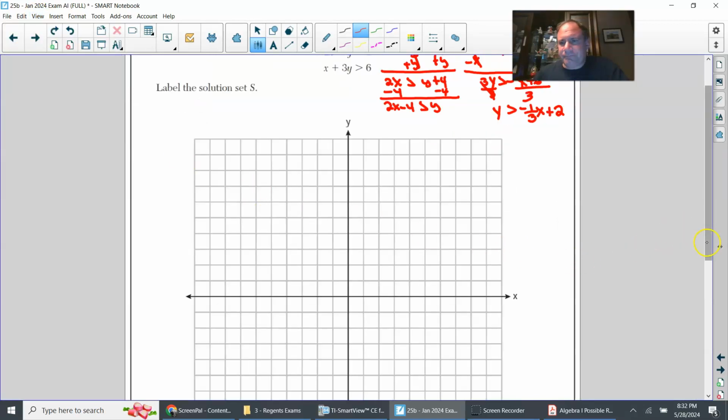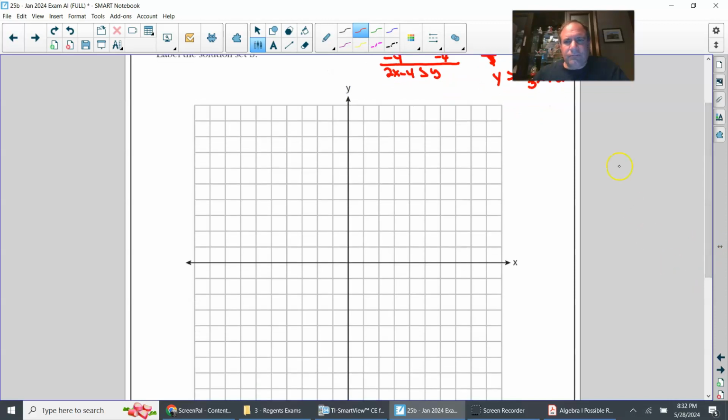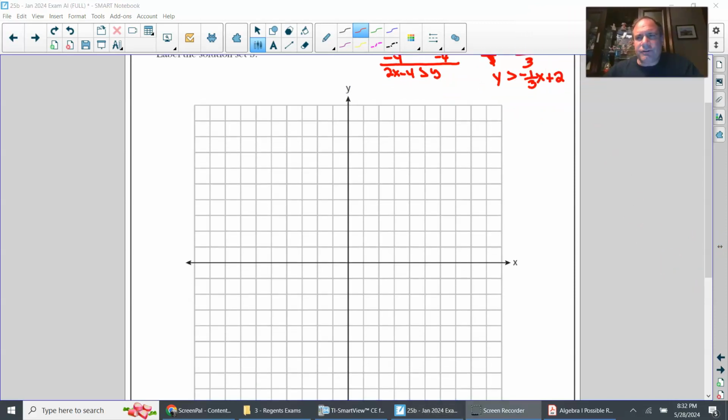So we have a y-intercept of 2. That's the 2 right here. And then you go down 1, because this slope is negative 1 over 3, down and to the right. And the b equals 2. So it's 1 down, 1, 2, 3 to the right. 1 down, 1, 2, 3 to the right. Again, you could look on your calculator. I just find it easier to do by hand.